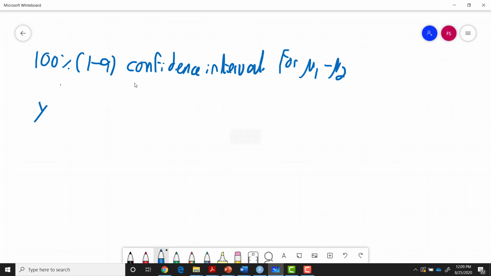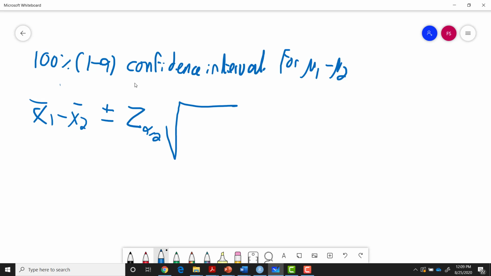Now it's centered at x bar 1 minus x bar 2, but plus or minus, and again, we have z alpha over 2, this is a normal distribution, times the standard error. So it's times the standard error, and this here is the margin of error, which we're adding and subtracting.